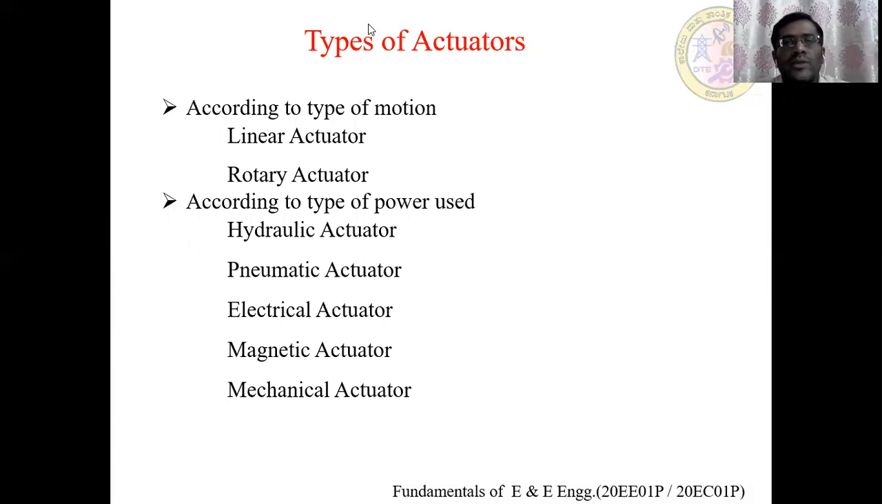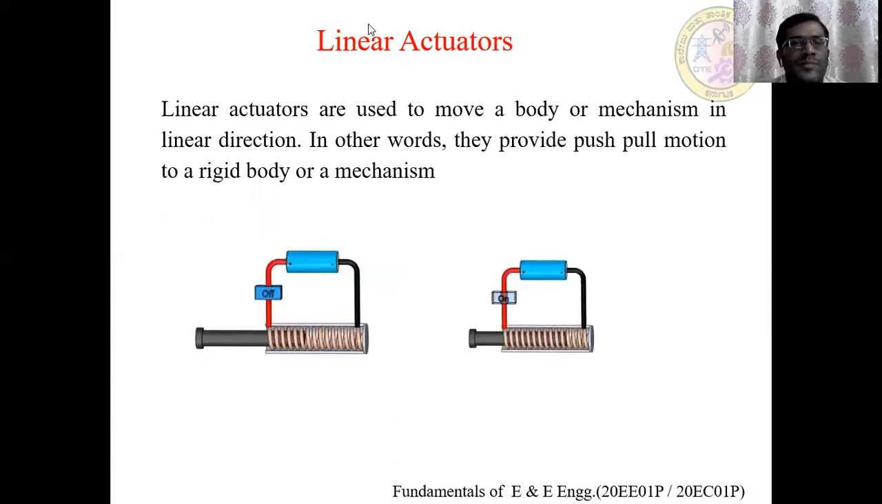What are the types of actuators? According to type of motion, the actuators can be classified into linear actuator and rotary actuator. And according to type of power used, these actuators can be classified as hydraulic actuator, pneumatic actuator, electrical actuator, magnetic actuator, and mechanical actuator. Now we will see one by one how each actuator operates.